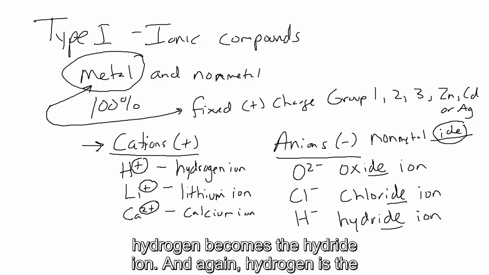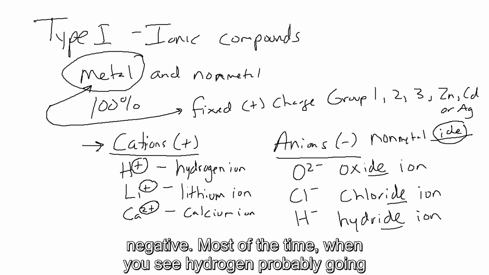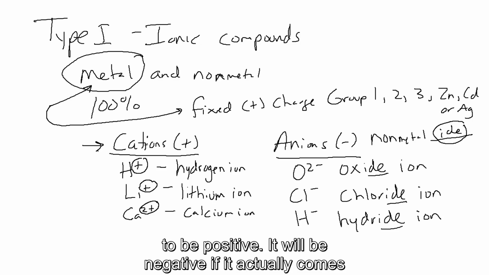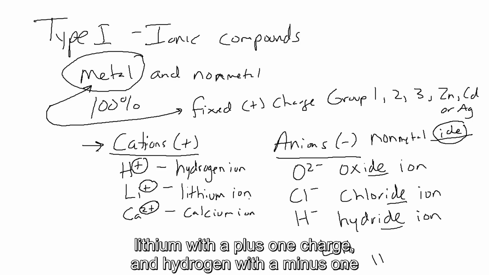And again, hydrogen is the only one that can be positive and negative. Most of the time when you see hydrogen, it's probably going to be positive. It will be negative if it comes after a metal. For example, LiH, that is lithium with a +1 charge and hydrogen with a -1 charge.